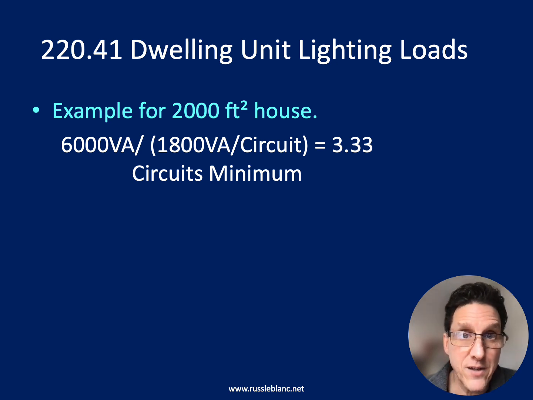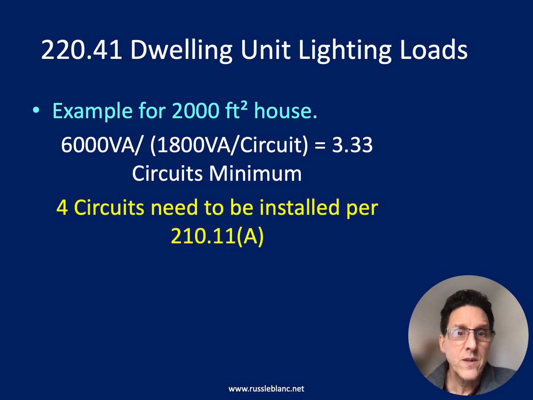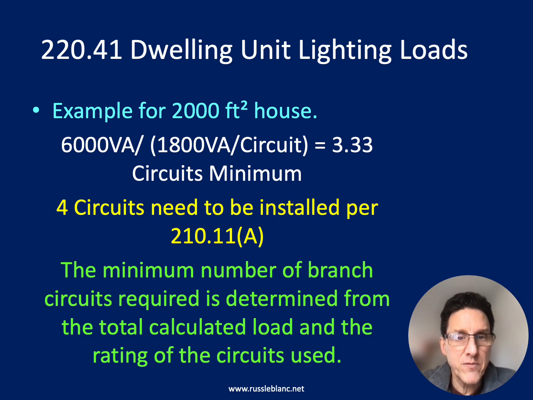There's no such thing as a third of a circuit breaker. That means you need 4 circuits minimum. You can't say 3 would be enough. It's not. You need a minimum of 3.33. That means you have to put 4 circuit breakers in. And that is according to 210.11(A). The minimum number of branch circuits required is determined from the total calculated load and the rating of the circuits used, right? And in our case, we were using 15 amp branch circuits.